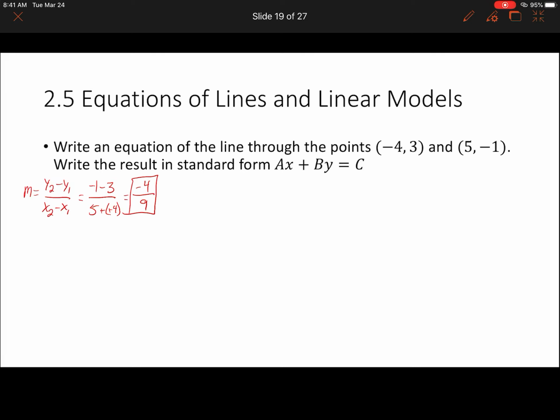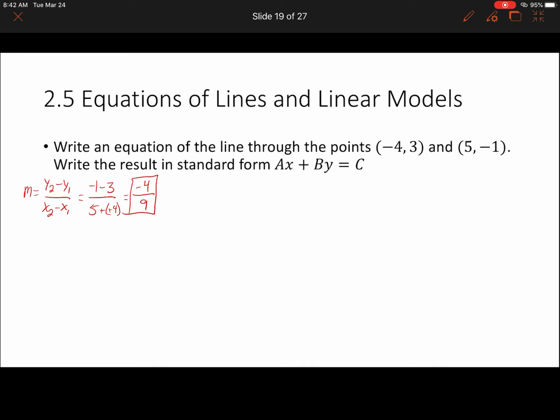I oftentimes will look at the numbers and try to use the one that's got all positive numbers if there is one. If there's not, I'll try to use the one that has the smaller numbers, if there is one that is significantly smaller than the others. Just because the smaller the numbers, the easier the work is. If it's all positive numbers, then when I put it in my formula, I don't have to worry about minus a negative. I can just say minus whatever that number is. So there are just some little things there that I try to choose my point carefully.